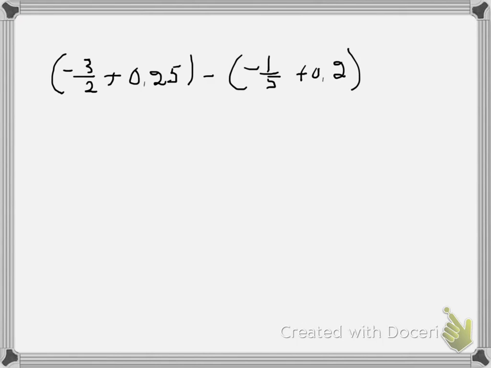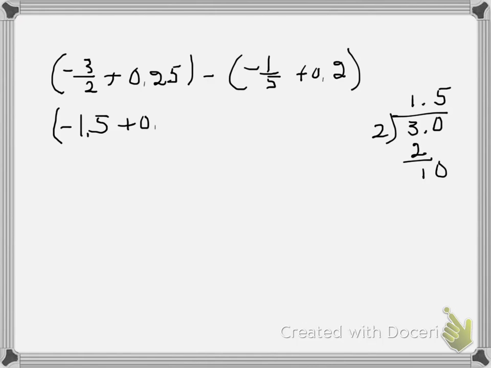So to write a fraction as a decimal, 3/2 is 3 divided by 2. So if we take 2, divide it into 3, it will go one time. 1 times 2 is 2. 2 from 3 is 1. We'll add a 0, put our decimal, and 2 into 10 is 5. So 3/2 is 1 5/10. So that would be a -1.5 plus a 0.25, and then minus, all right, 1/5.